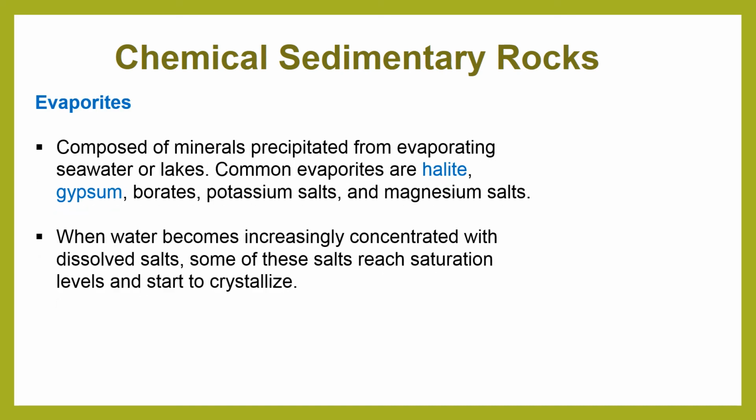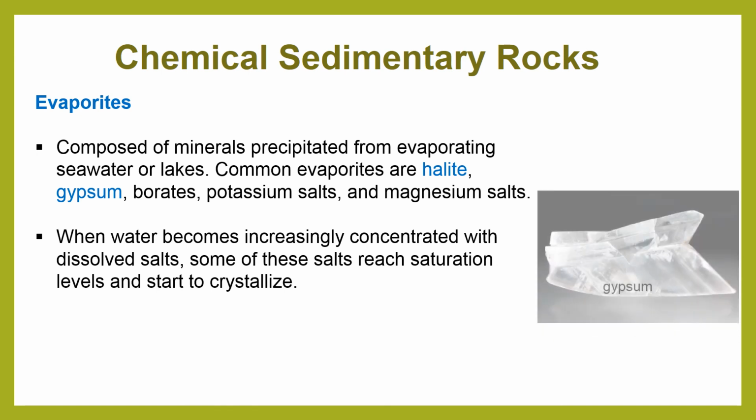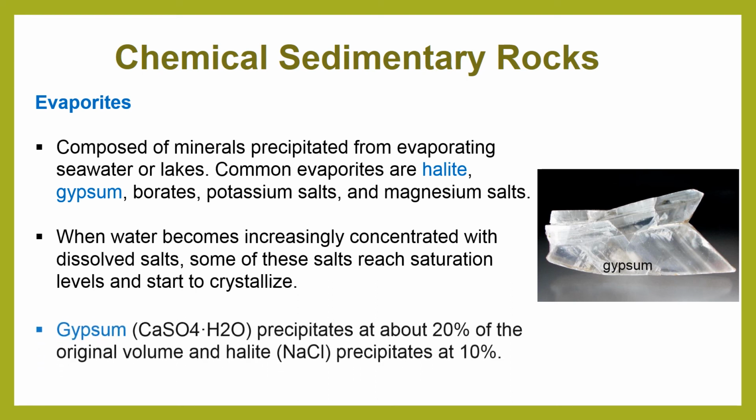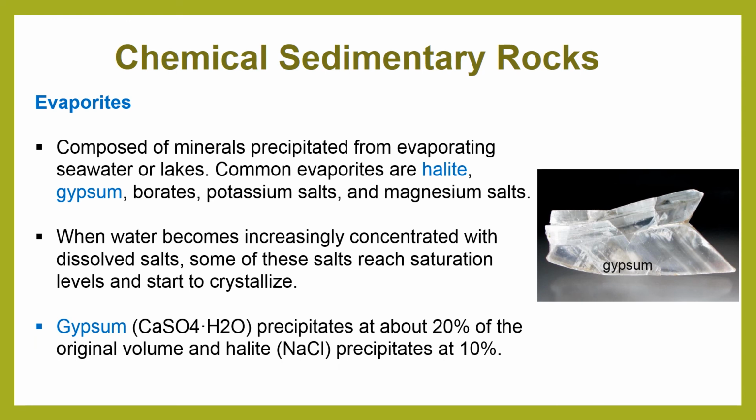Another example of chemical sedimentary rock is evaporites. We have some examples of evaporites like halite and gypsum. They are composed of minerals precipitated from evaporating seawater or salty water like lakes. Not only halite and gypsum, but also borates, potassium salts, and magnesium salts. And every time the water becomes increasingly concentrated with dissolved salts, some of those salts start to crystallize.